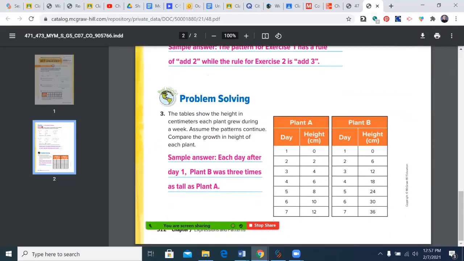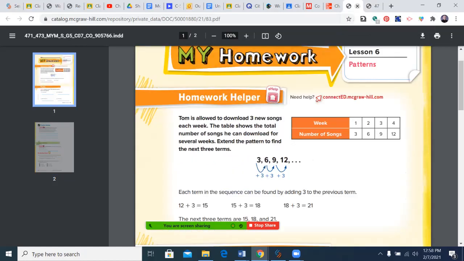Over here, we looked at plant A's growth rates and plant B's. And the answer: each day after day 1, plant B was 3 times as tall as plant A. So on day 1, they were 0. We had 2 and 6, 4 and 12, 6 and 18, 8 and 24, and so on. Now, obviously, as long as you had something similar to this, it does not have to be phrased exactly the same.